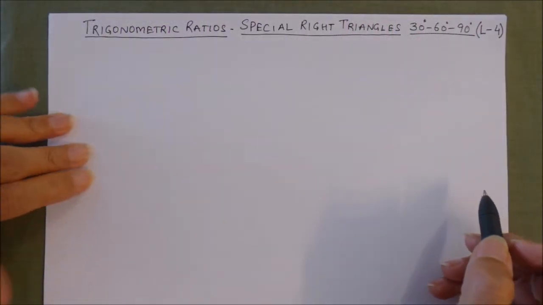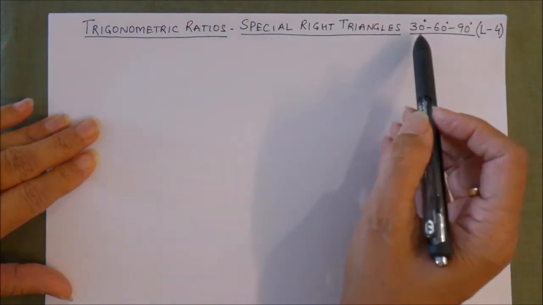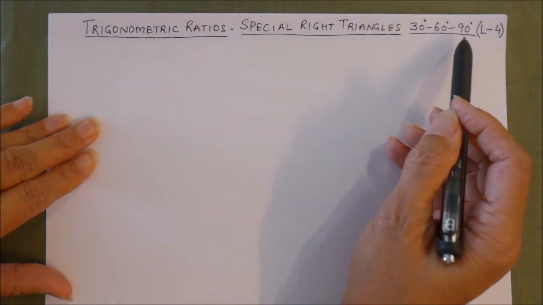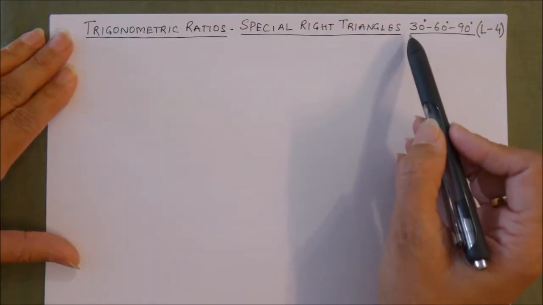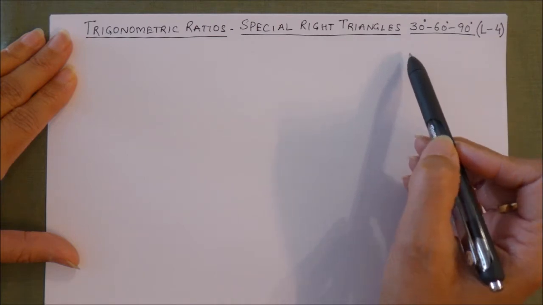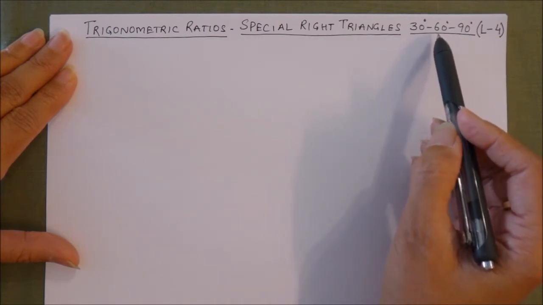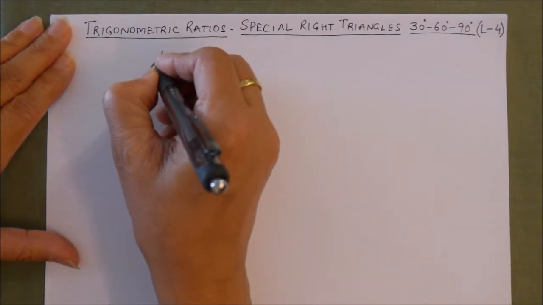Hi guys, in lecture 4 we will discuss the special right triangles in which the angles are 30 degree, 60 degree and 90 degree. So we will study how to find out sine 30 degree, cos 30 degree and likewise the other trigonometric ratios, and similarly for the angle 60 degree. So for this, first we take an equilateral triangle.